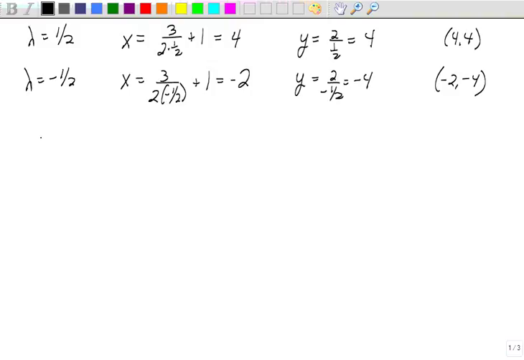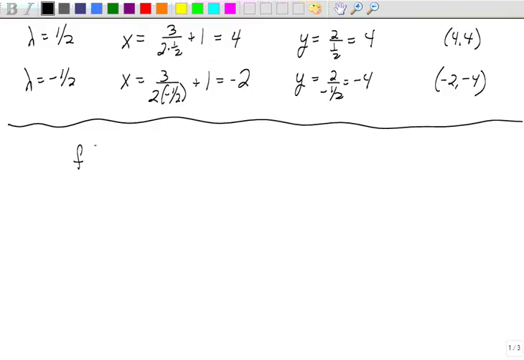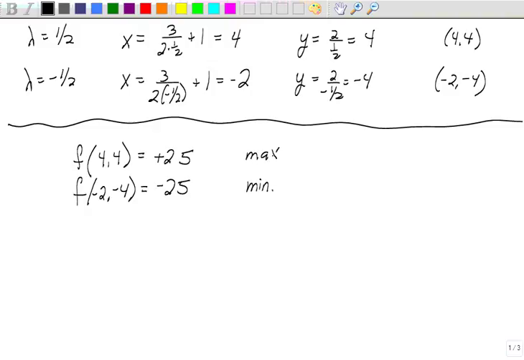Well then, we find all our x, y's, and lambdas. We substitute them in for f. And here we get positive 25. And f of (negative 2, negative 4), when we plug it into the original function, is negative 25. So this is the min, and this is the max.